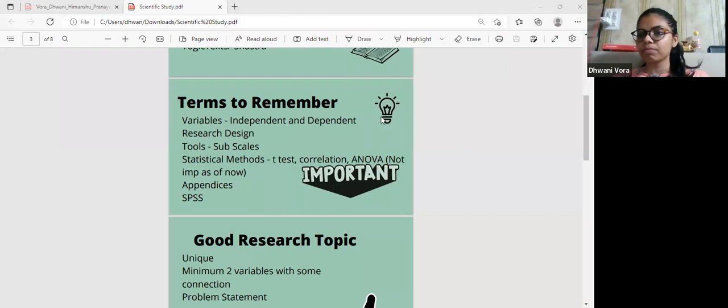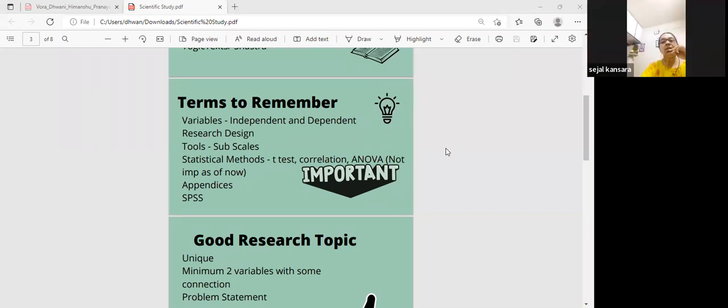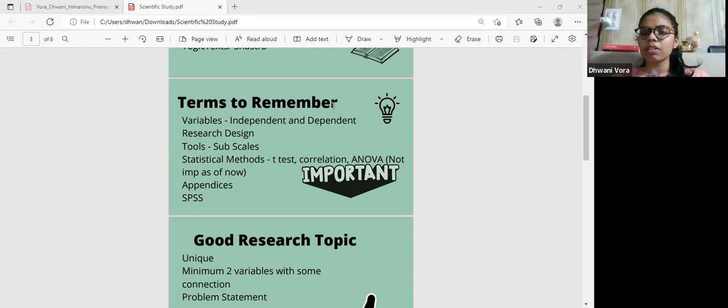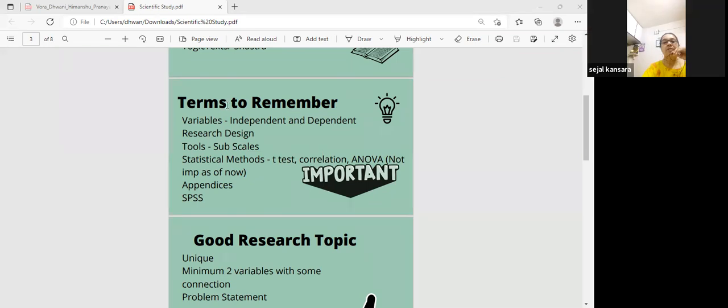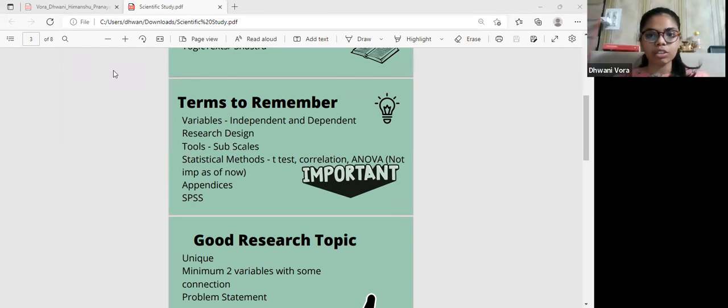Yes, Sejal. Dhwani, if you are changing the slide, we are not able to see the slide. I just wanted to tell you. You all can see terms to remember on my screen right now. Yes. हाँ, उसमें third point पे हम लोग tools and subscales. मैंने थोड़ा zoom कम किया so that you all can see the whole thing. I'll increase the zoom in.